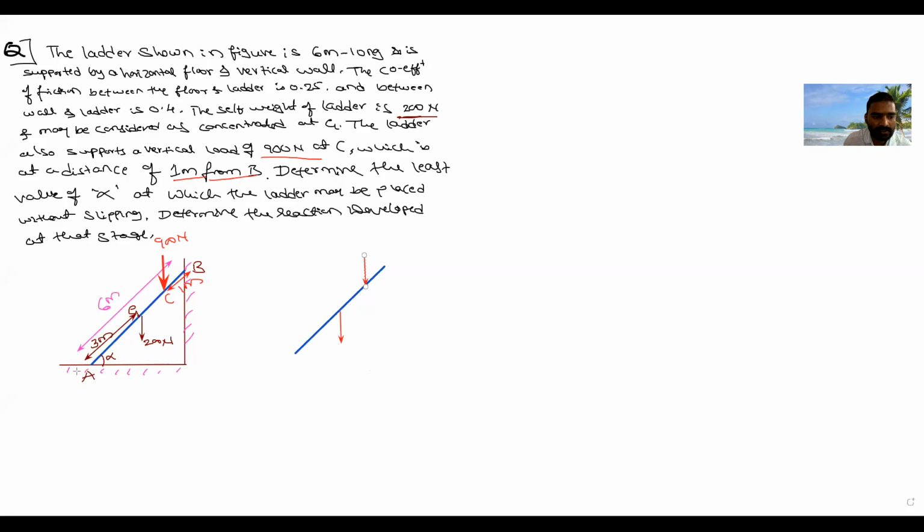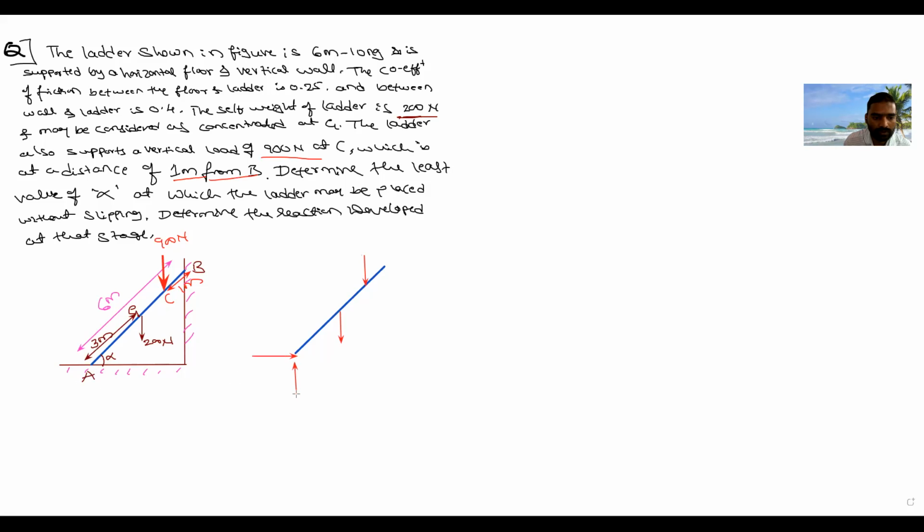Is it in the right hand direction or left hand direction? At point A, friction is developed, right hand. So this is the friction developed. And how will the normal reaction be? Is it upward or downward?